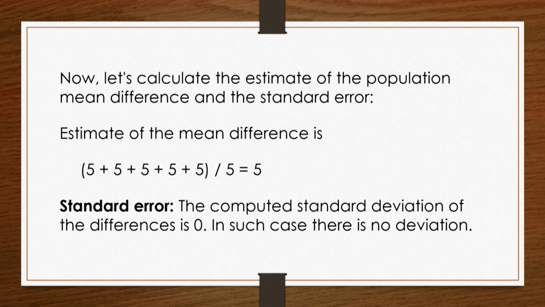Now let us calculate the estimate of the population mean difference and the standard error. All the differences are 5, so 5 plus 5 plus 5 plus 5 plus 5, totally 25, divided by 5, is equal to 5. So the estimated mean difference is 5. For the standard error, we compute the standard deviation of the differences, which becomes 0 because all the values lie at 5. They do not deviate from the mean 5, so it becomes 0. In such a case, we can conclude that there is no deviation in the teaching methods A and B.